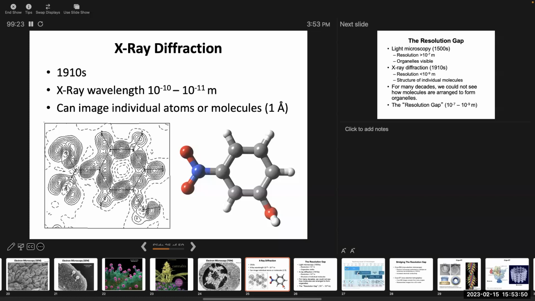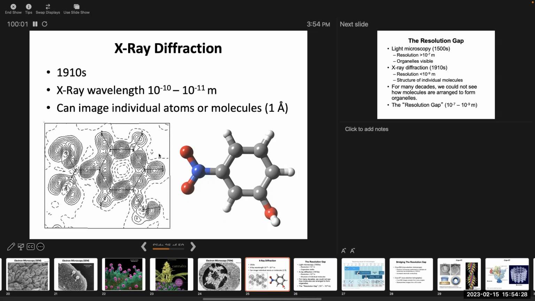X-ray diffraction takes advantage of the fact that X-rays have an even smaller wavelength, even smaller than electrons. Electrons have a wavelength down around 10 to the minus 9 meters. X-rays have a wavelength in the range of 10 to the minus 10 or even 10 to the minus 11 meters, which means that X-rays will bounce off the surface of individual atoms. So you can use X-rays to image individual atoms or individual molecules down to a scale around 1 angstrom, or 10 to the minus 10 meters.